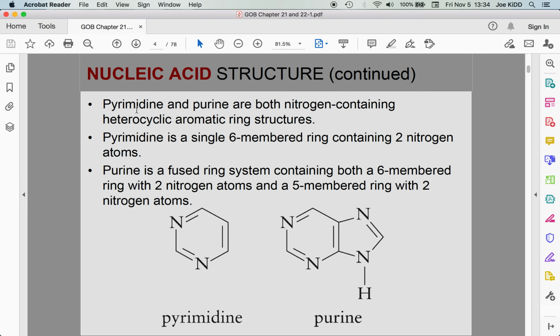The difference between a pyrimidine and a purine is going to be these N-cyclic systems. So both are ring systems that will contain nitrogen. In fact, both of them have these aromatic nitrogen-containing 6-membered rings. However, purine will have an additional 5-membered ring on it.